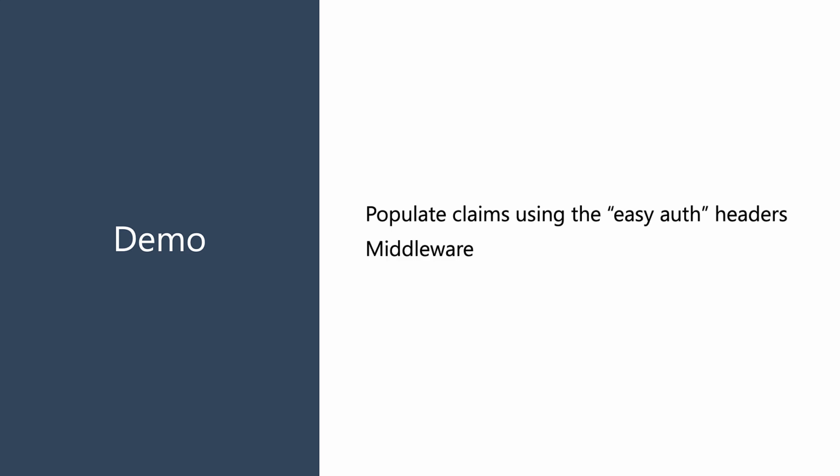Okay, let's do a code demo. What we're going to do here is populate the claims that are coming to us from Azure App Service Security, aka EasyAuth. We're going to grab those headers and populate that claims collection for the current user, and we're going to do this using custom middleware.